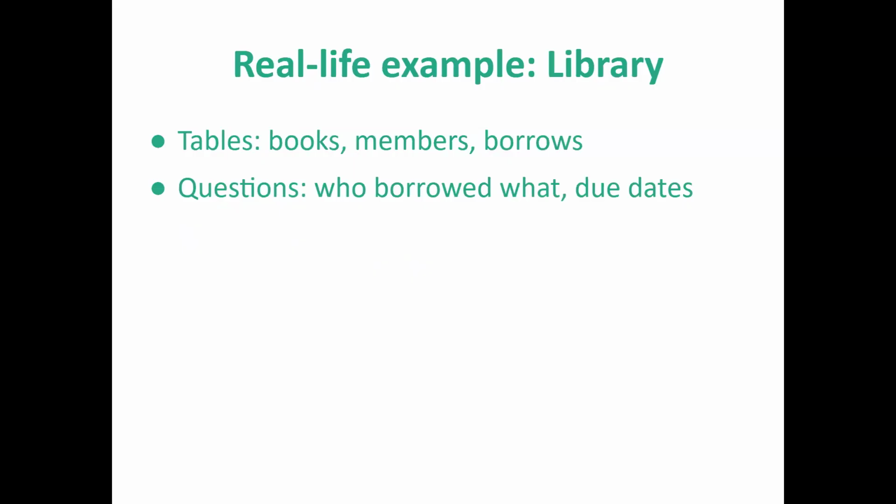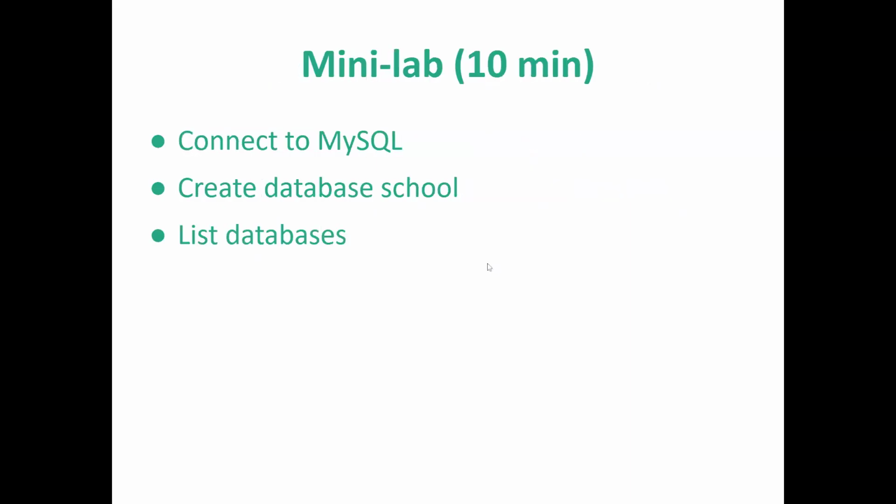There are many real life examples. These are just the very basic ones. For example, books, members, and borrows in a library. There is a books table where all of the books are listed, a members table where all of the library members are listed, and then a borrows table in which all of the users who have taken books from the library are listed. So you can query and filter out who borrowed what: who are the users in the borrows table who have borrowed what books, and the due dates when they are planning to return. These are the very basic examples, and that's how you need to filter it out.